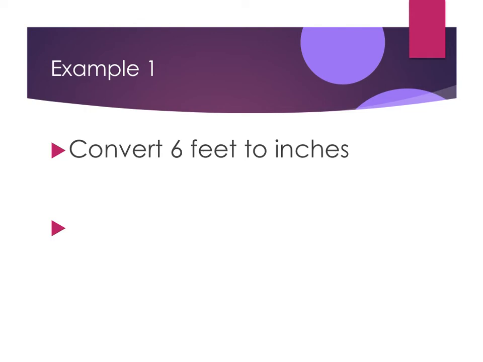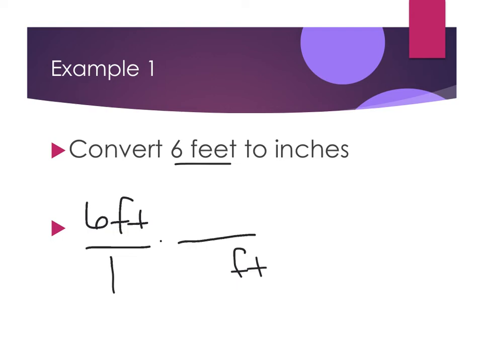Let's try our first example. With this example, I want to convert 6 feet into inches. So the first thing I want to do is identify my given, 6 feet. I'm going to go ahead and put that over 1 so I can keep it in the numerator. And then the very first thing I'm going to do is put whatever unit is in my given in the denominator of my first conversion factor. Now, what is it that I want to convert to? In this case, it's inches. So the numbers that I want to put into this conversion factor should be equal units. How many inches are in a foot?